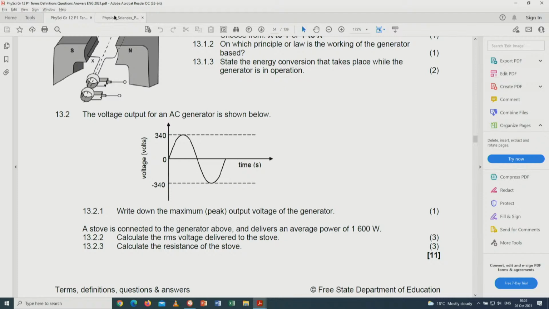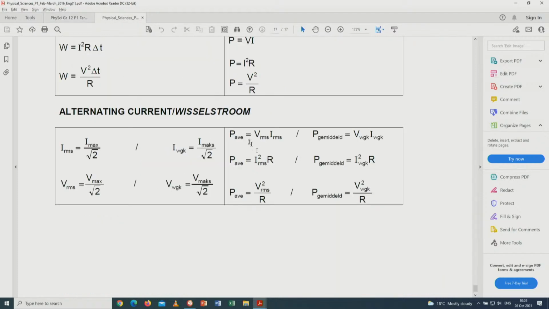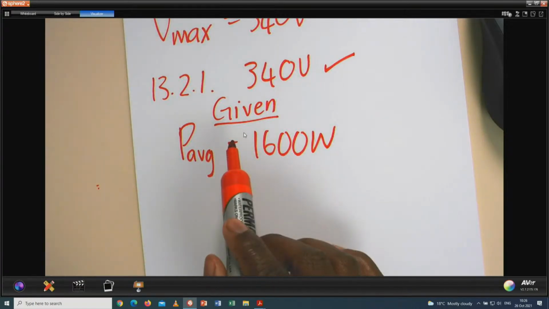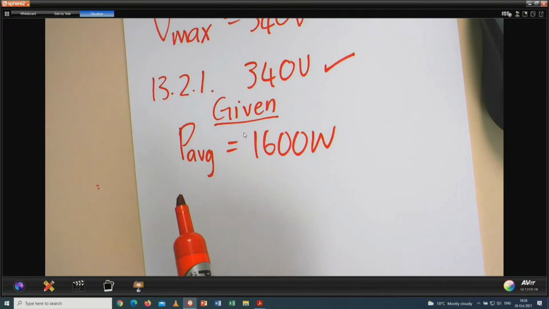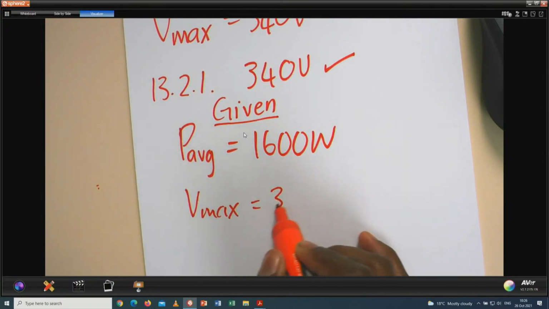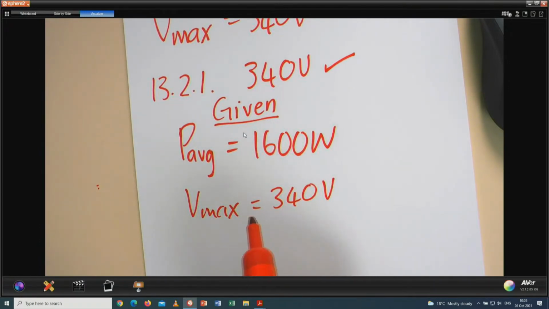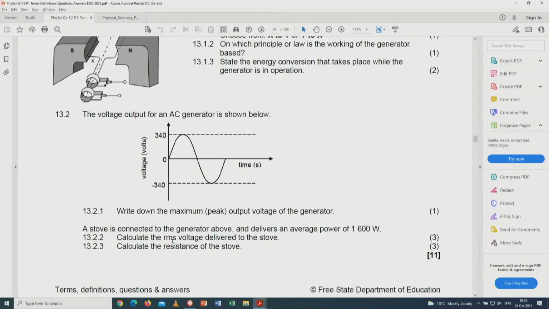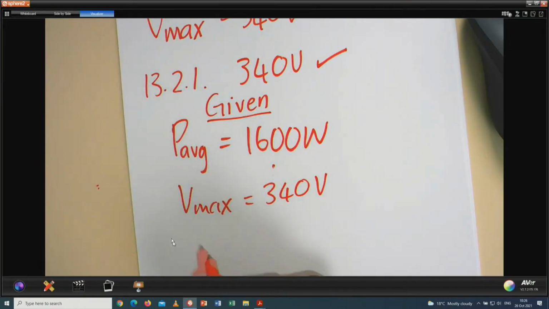Calculate the RMS voltage. Now from our equations that we are having on the data sheet, in this question we are having a P average, and then we are also having Vmax, which is 340 volts. And then the question is saying we have to calculate the RMS voltage. We must calculate VRMS.